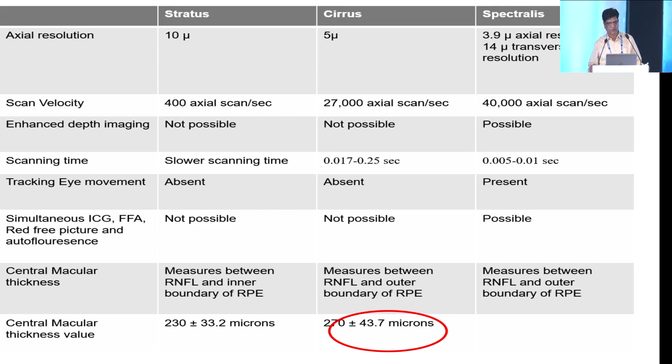Again, this is a comparison between the spectral domain and the time domain. The resolution has become better, and particularly for small pupils and non-cooperative patients, it is a big boon. In time domain, we have to dilate the pupil, and the patient has to be reasonably cooperative to get a good picture.